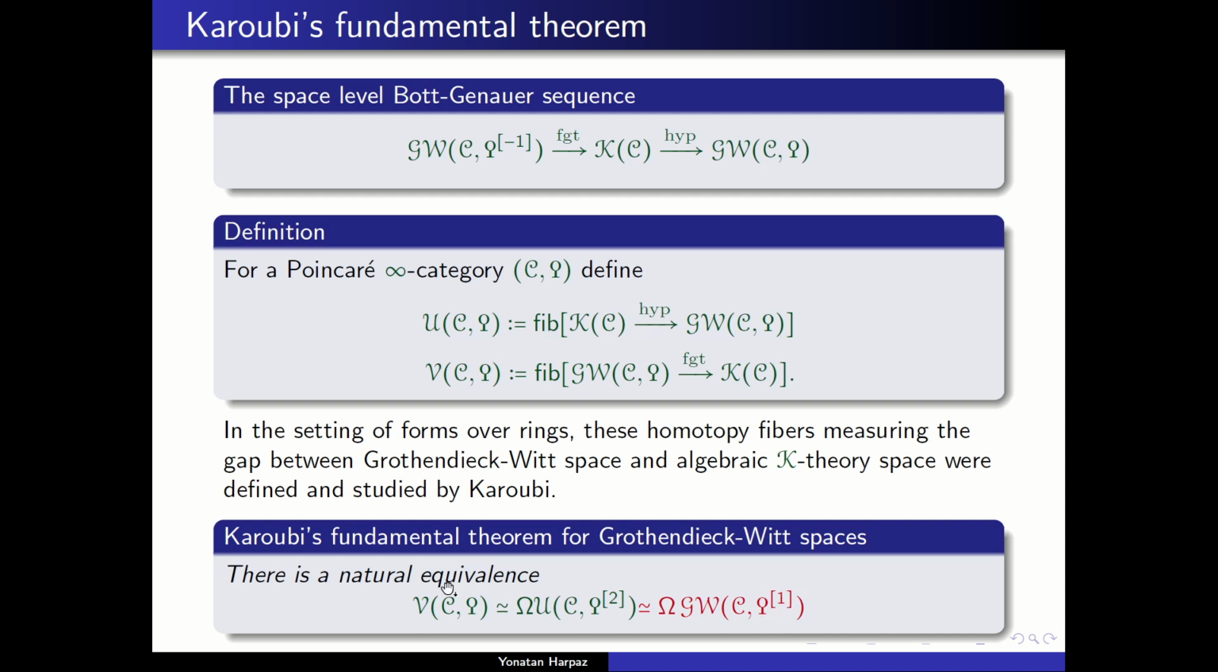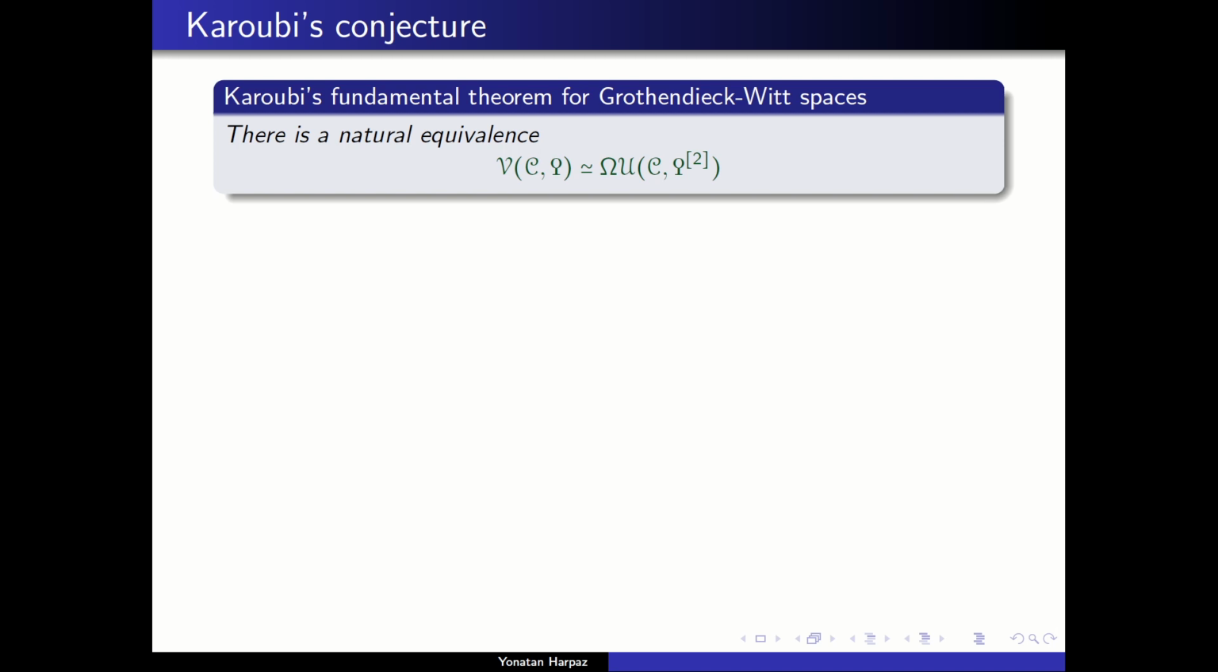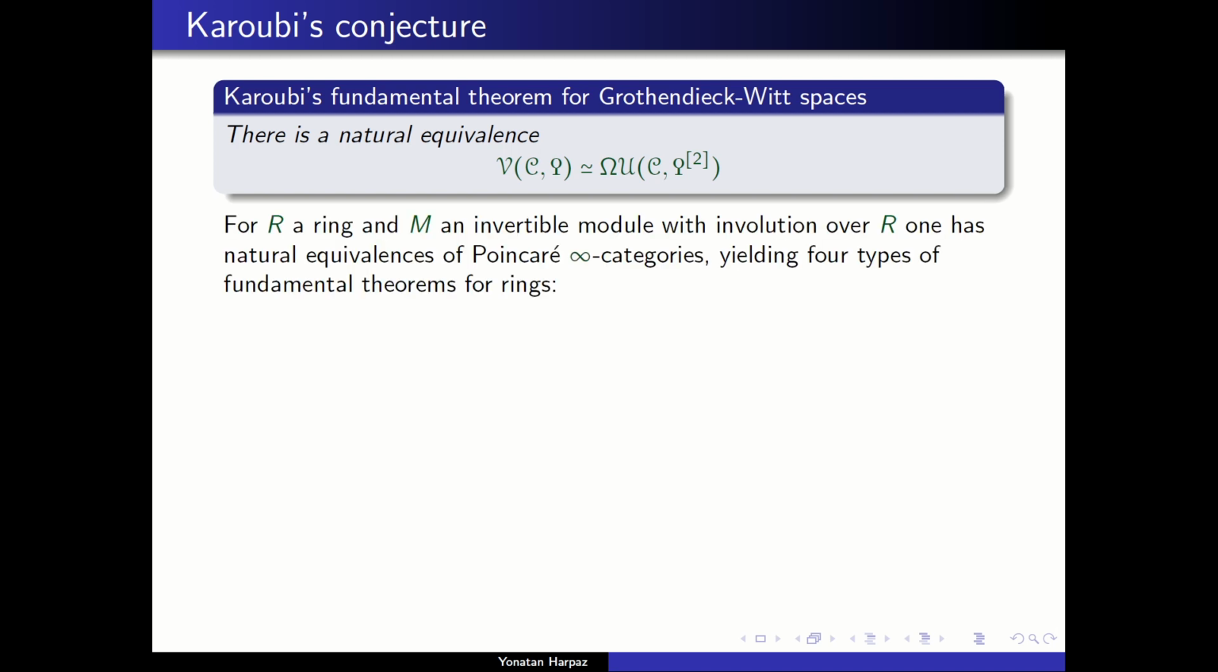As we can see, for example, if we look at the U theory, this is the fiber of the hyperbolic map. By the Bott-Genauer sequence, the fiber of the hyperbolic map is the GW space of the shifted structure. So loop of U with the Poincaré structure twice shifted will be loop of GW with the Poincaré structure once shifted. And a very similar argument shows that the V space of C copa identifies with the exact same term. So this is the Karoubi fundamental theorem for Grothendieck-Witt spaces.